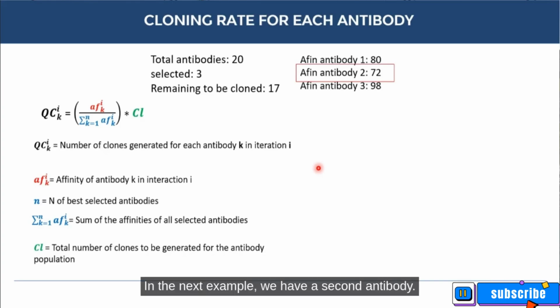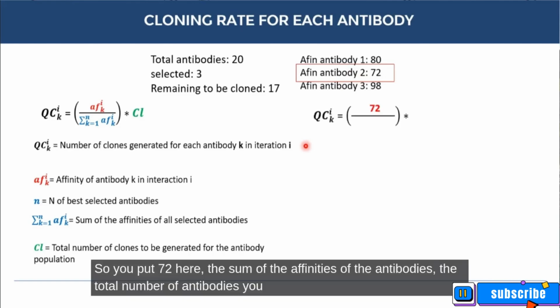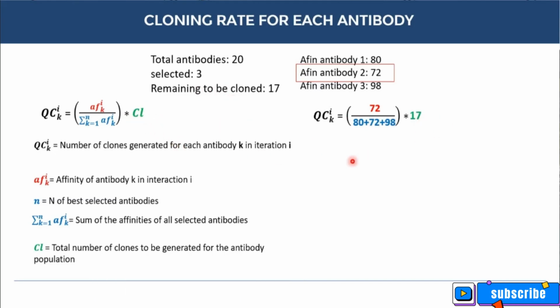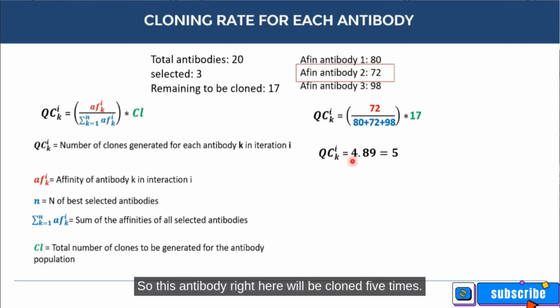In the next example, we have the second antibody, which has an affinity of 72. So we'll put 72 here. The sum of the affinities of the antibodies, the total number of antibodies to be cloned, and here we have 4.89. If we round this number, we get 5. So this antibody right here will be cloned 5 times to compose the new population.